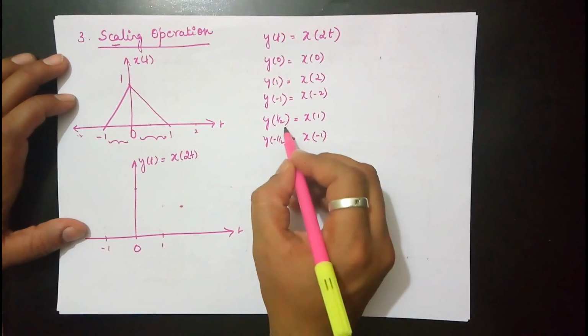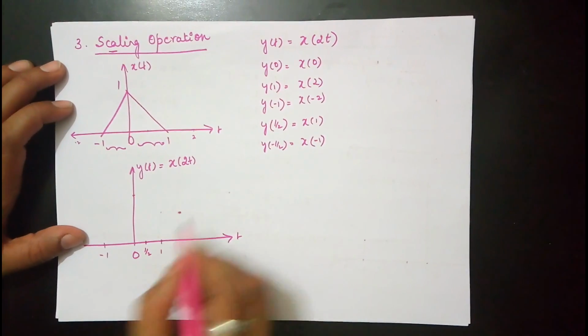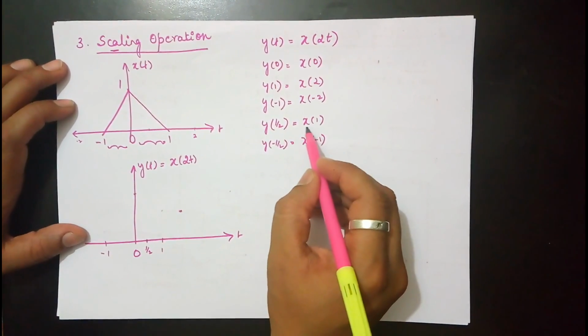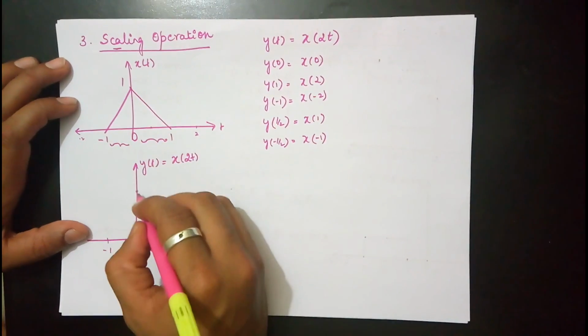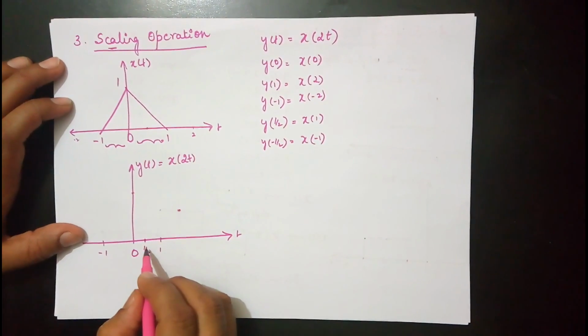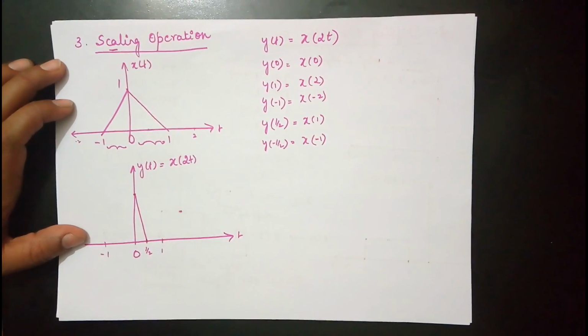Now y of half means what? Midway between 0 to 1. So what do I have there? It is x of 1. So at y of 0 I have x of 0, and at y of half I have x of 1. That means I'll get this waveform.